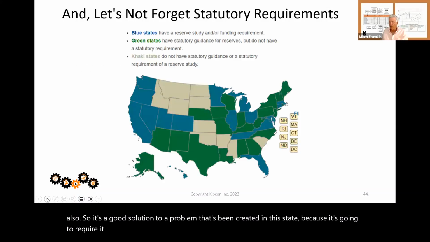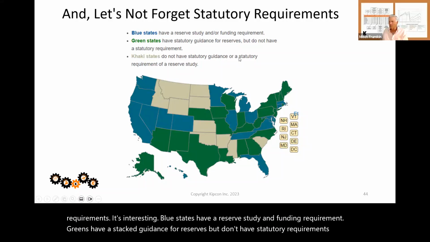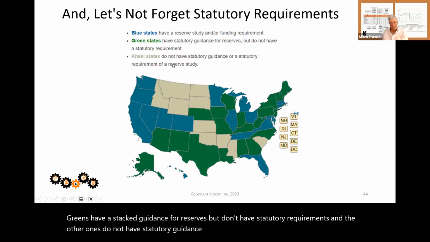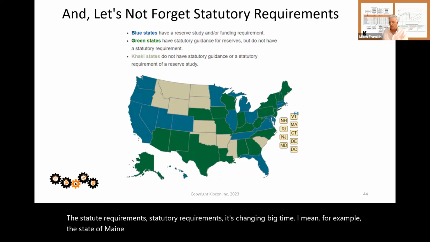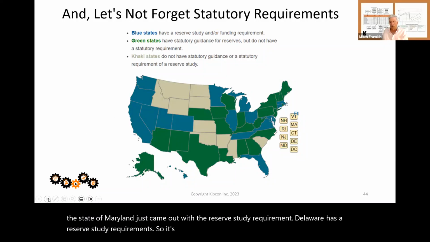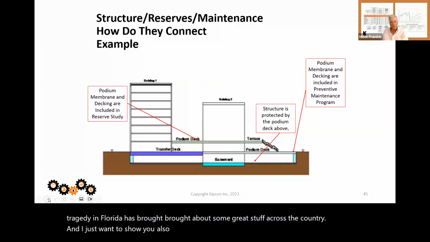If you look around the country, these are the states that have statutory requirements. It's interesting. Blue states have a reserve study and funding requirement. Greens have guidance for reserves, but don't have statutory requirements. And the other ones do not have statutory guidance or statutory requirements. It's changing big time. For example, the state of Maryland just came out with a reserve study requirement. Delaware has a reserve study requirement. So it's changing because of, I hate to say, the tragedy in Florida, which has brought about some great stuff across the country.